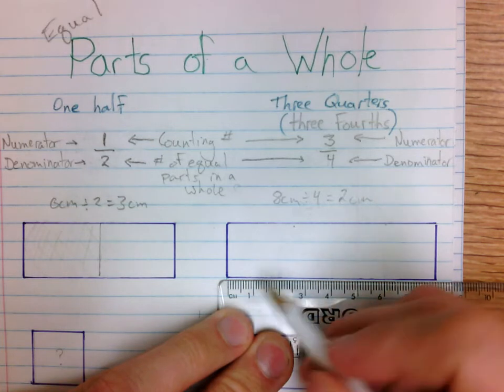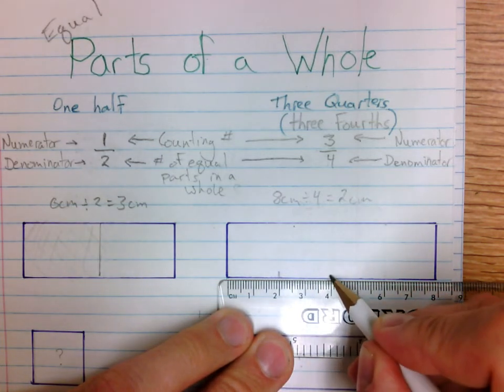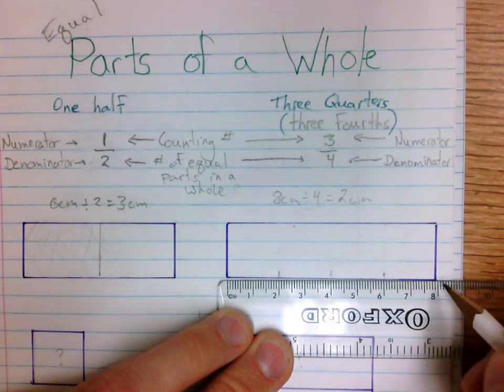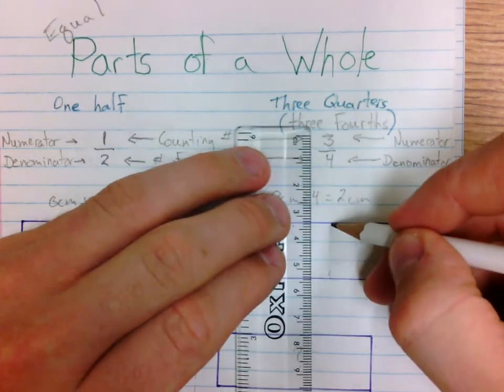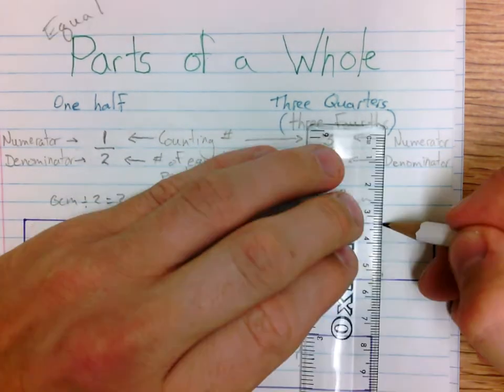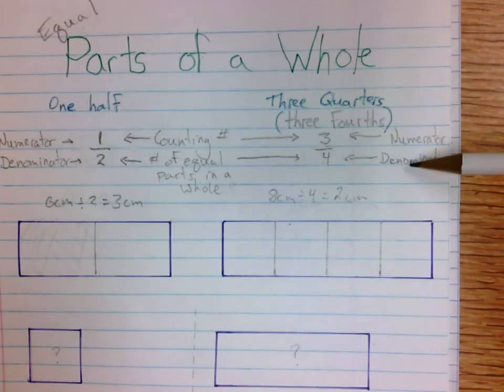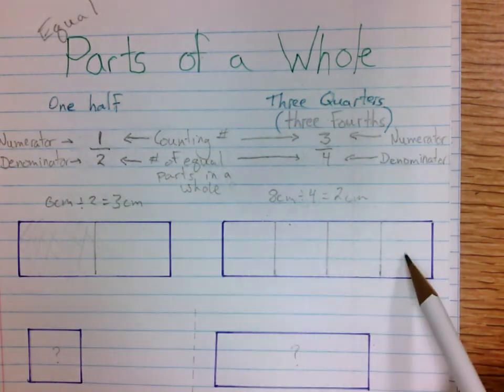So starting at 0, there's 2 centimeters. Keep going. There's another 2 centimeters. Keep going. There's another 2 centimeters. And keep going. We're at the end. Let's draw some lines at each one of those markings. Lines right across the other side of the rectangle. Now we have our denominator, our number of equal parts in a whole. Denominator is 4. We have 1, 2, 3, 4 equal parts in a whole.